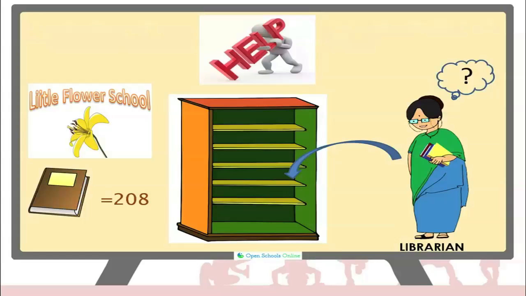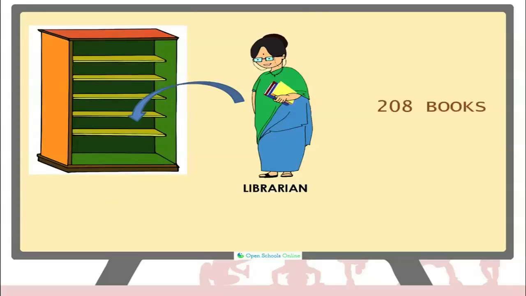Let's first look at all the options given to us. So there are 208 books and the options given to us are that they can be arranged in either 2, 3, 4 or 5 shelves. Before we move ahead and try to solve this question, I want you all to keep in mind that in this question we will have to use the rules of divisibility.